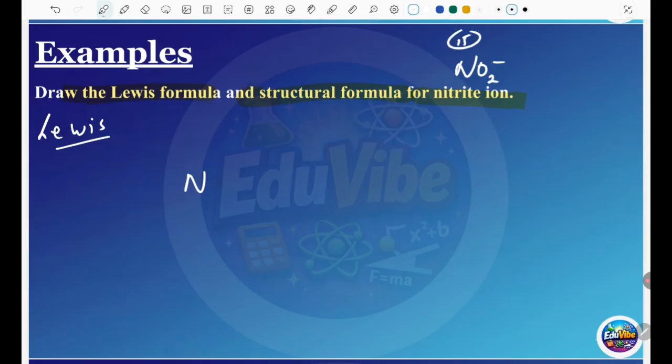Now we have to focus on this: we have two O's, and each O has 6 electrons in the outermost shell. So we draw 1, 2, 3, 4, 5, 6, and 1, 2, 3, 4, 5, 6. Now we have to focus on how we can connect this, because nitrogen has 5. So we draw 1, 2, 3, 4, and 5.